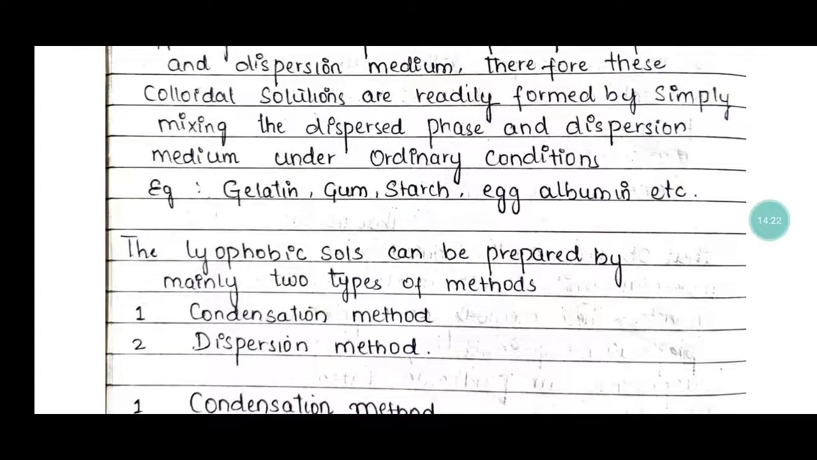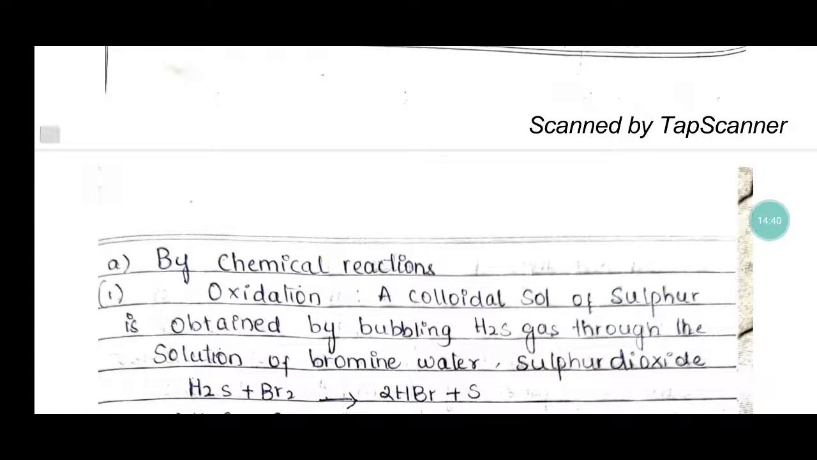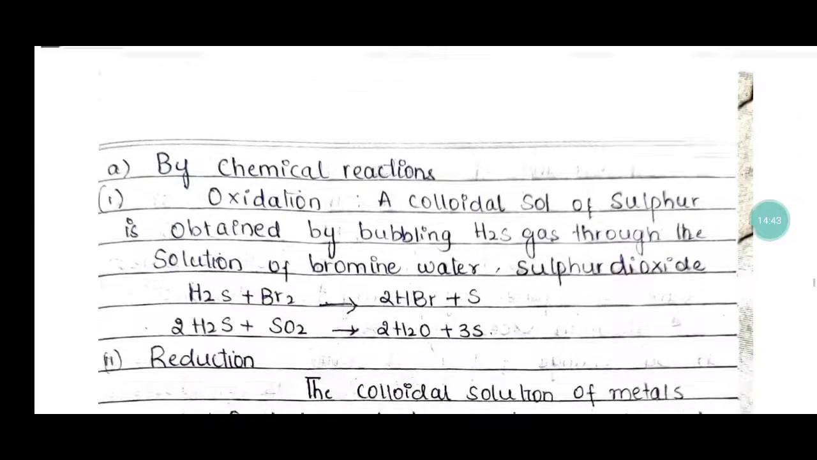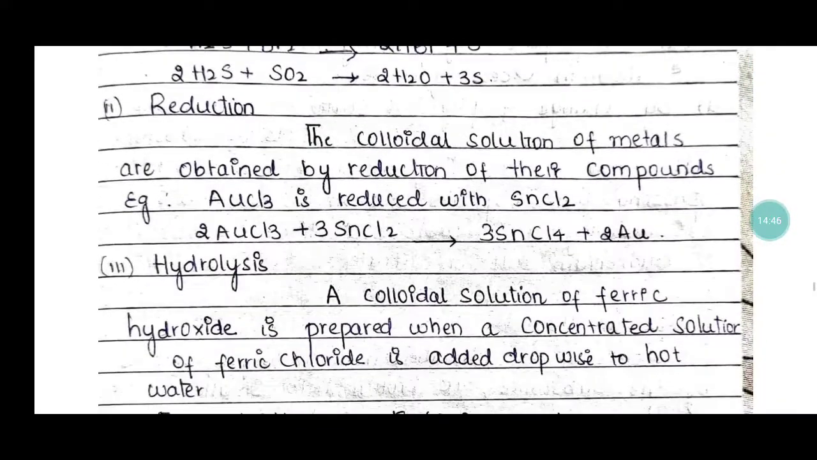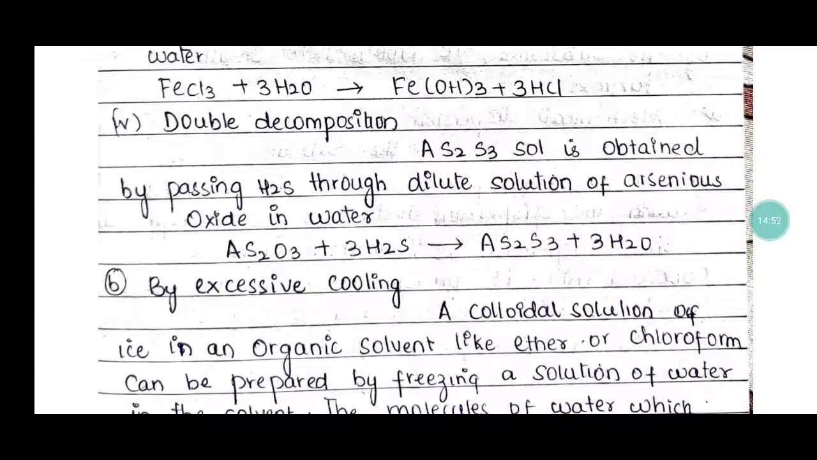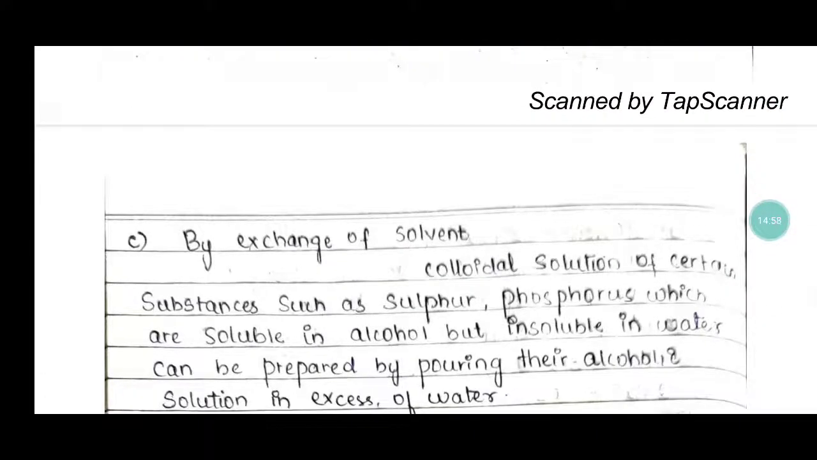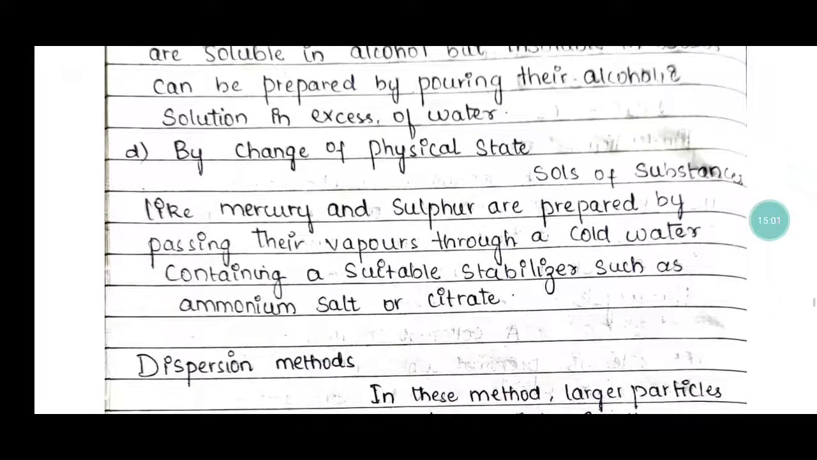The lyophobic solutions can be prepared mainly by 2 types, that is, condensation method and dispersion method. In the condensation method, the smaller particles of the dispersed phase are condensed to colloidal size. This is done by the following methods: A, by chemical reaction, that is oxidation, reduction, hydrolysis and double decomposition. B, by excessive cooling. C, by exchange of solvents. D, by change of physical state.